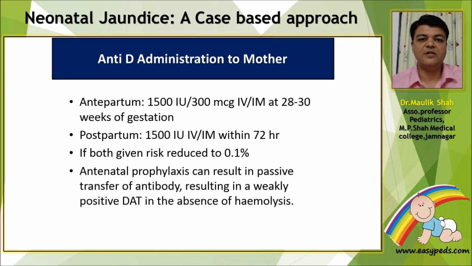For antenatal prophylaxis, we need to remember that if we have given the first dose at 28 to 30 weeks, then when this mother is tested for DCT or ICT, DCT has to be tested in the cord blood and ICT to be done in the mother, both may turn out to be slightly positive, or a weakly positive DAT in this baby or mother, even in the absence of hemolysis or truly isoimmunized or incompatibility status. We need to remember that.